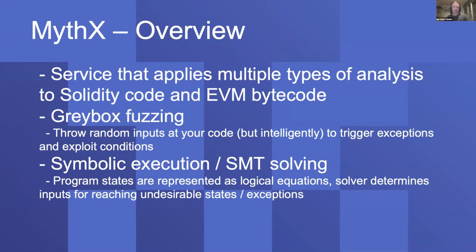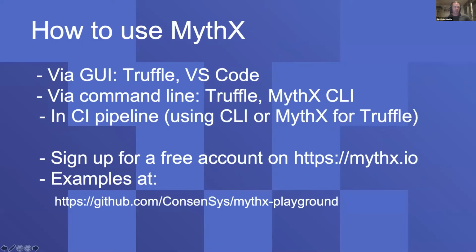And the second approach is SMT solving, symbolic execution. In that method, we represent the program as a set of logical equations and use the SMT solver to determine if certain states are reachable or not, and if they are, what inputs we need to supply to reach those states. And yeah, it will be much easier to show that by example.